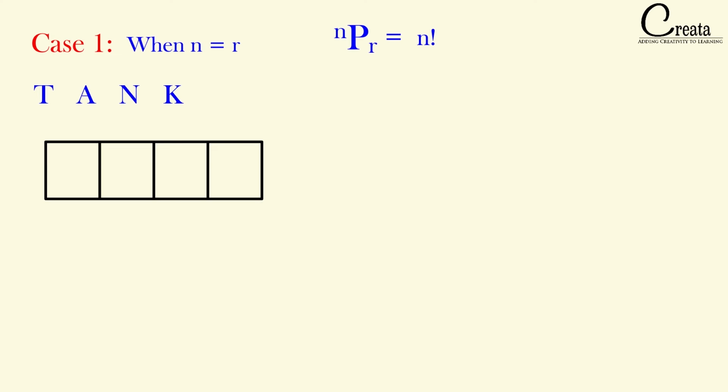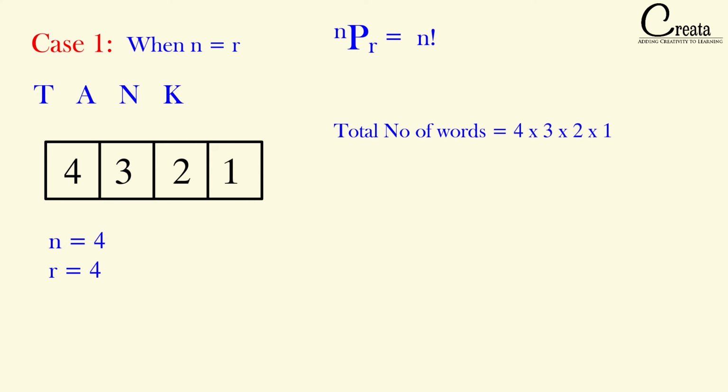So we are having 4 vacant places. The 4-letter word is given, that is n is equal to 4, and the 4 vacant places are there, that is r is equal to 4. Here n is equal to r is equal to 4. Firstly we will apply the counting method. In the first slot we can fit in 4 letters, in the second slot 3, in the third slot 2, and in the fourth slot 1. So the total number of words that we can form is 4 into 3 into 2 into 1, that is 4 factorial.